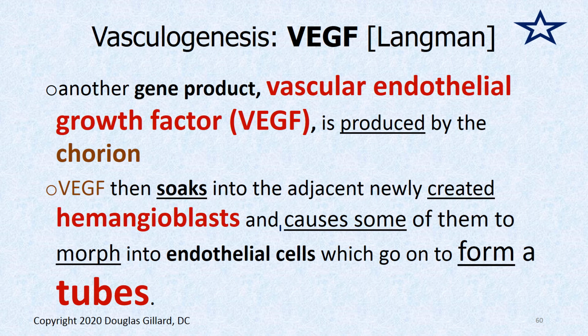So now another one, so be careful, don't get these confused. Now we have VEGF, vascular endothelial growth factor. So the cells of the chorion, we won't get any more deep in that. Cells of the chorion also release VEGF2, and VEGF2 soaks into the newly created hemangioblasts and causes some of them to morph into endothelial cells, which form a tube, right?